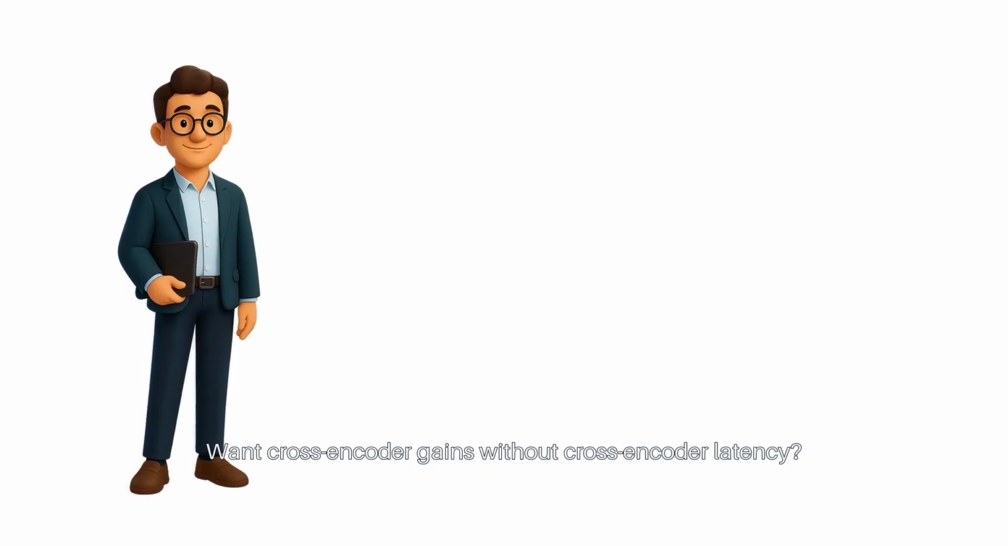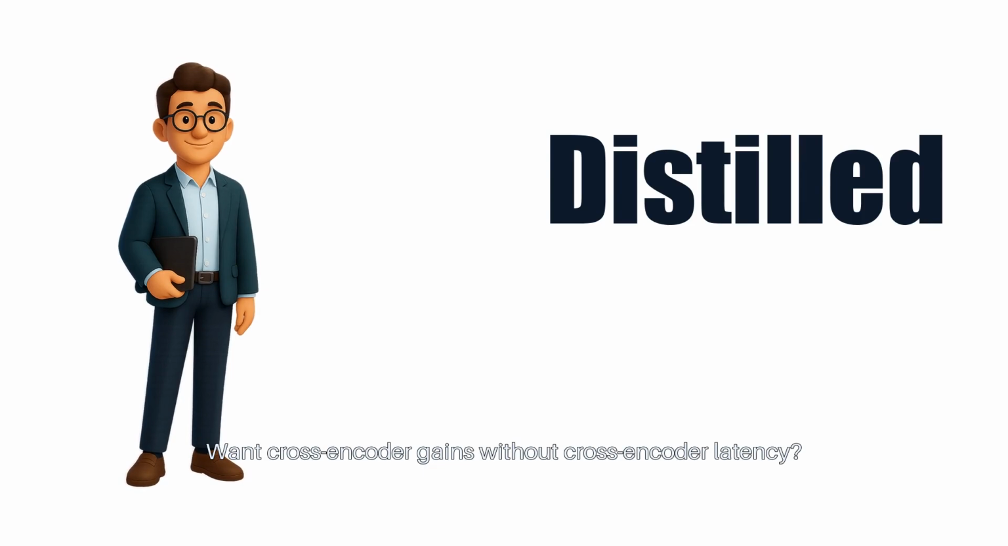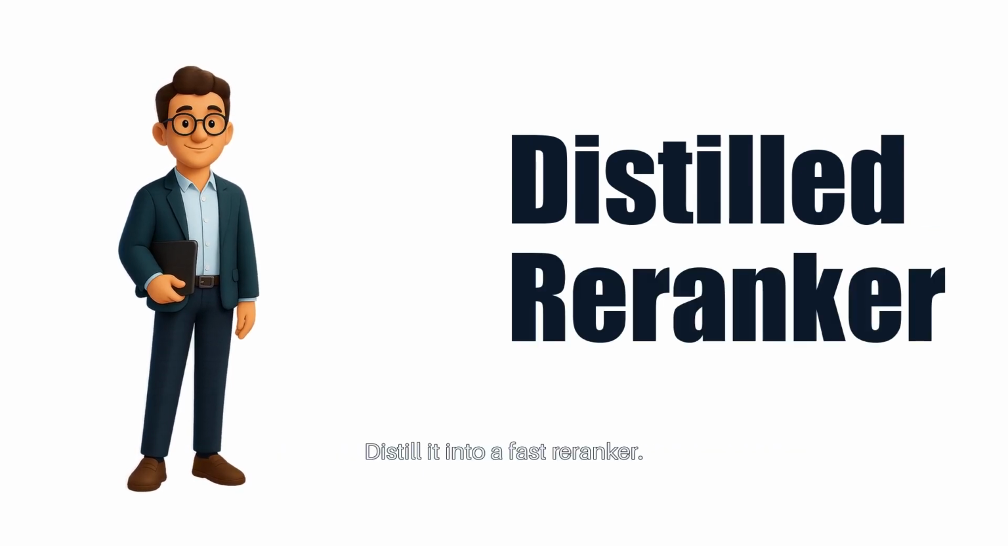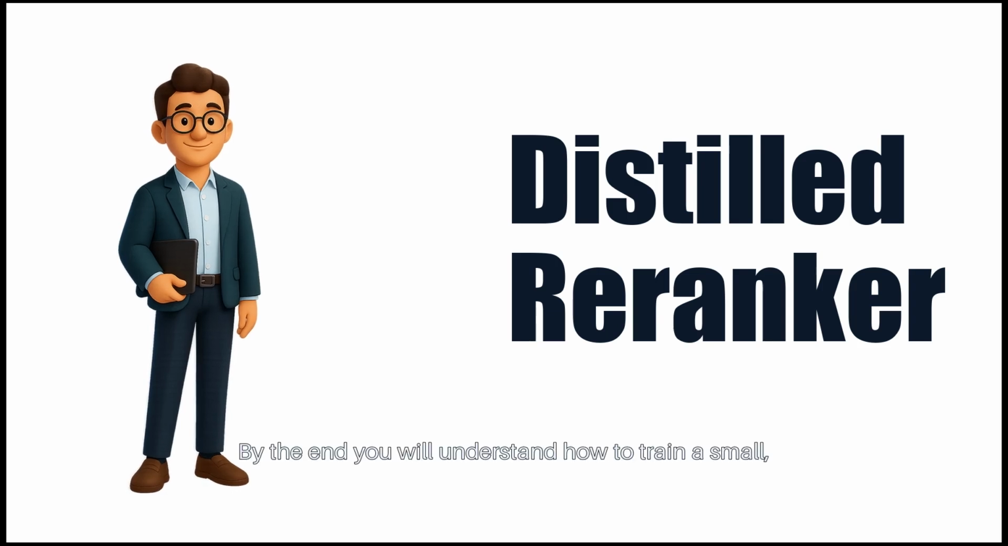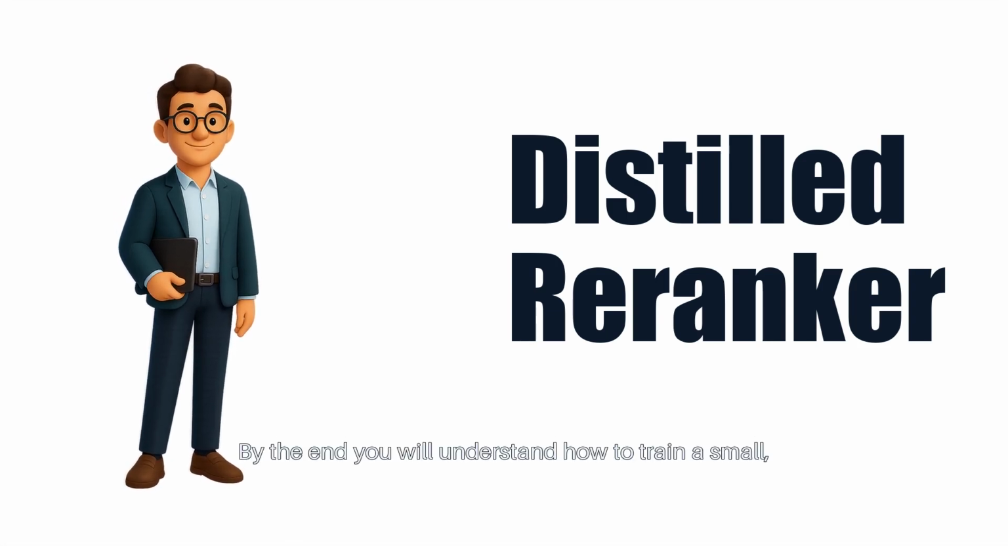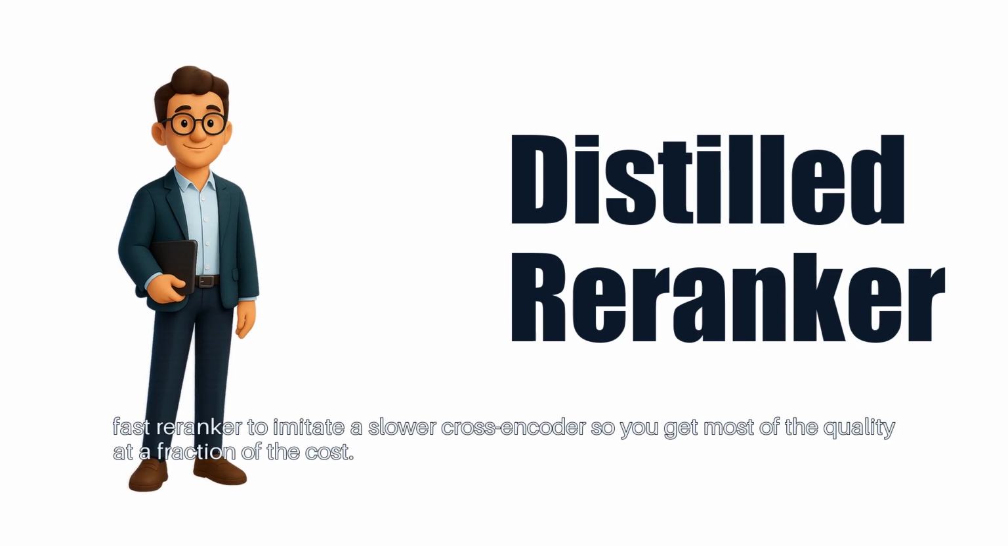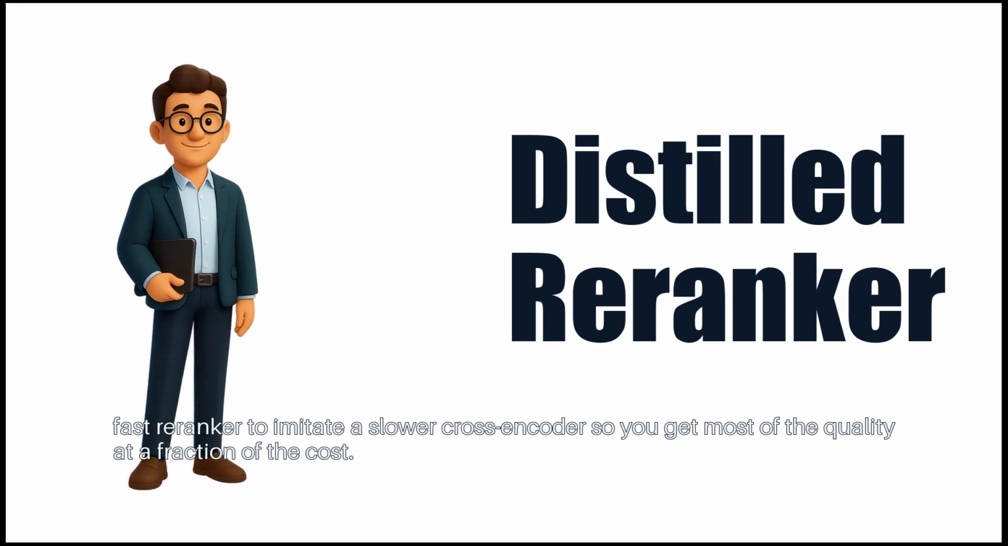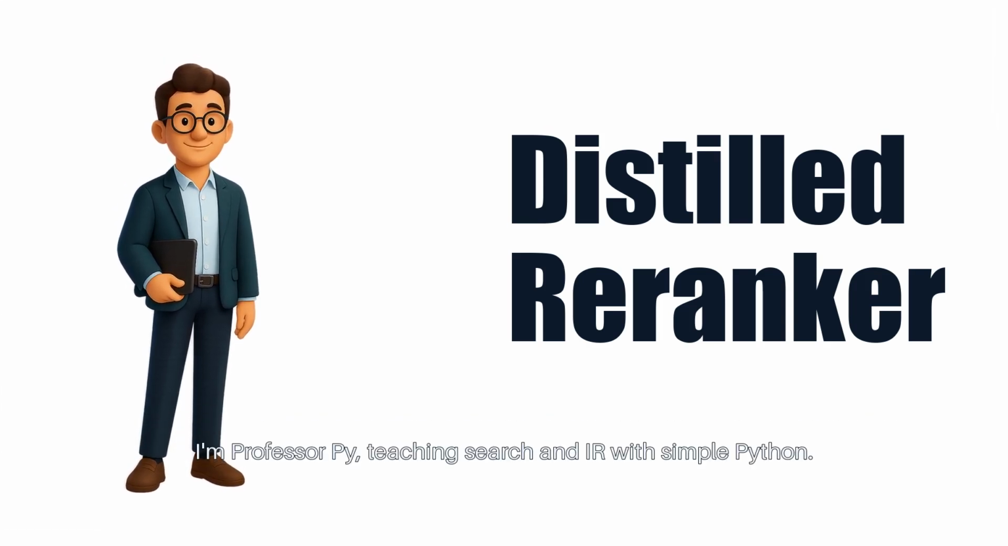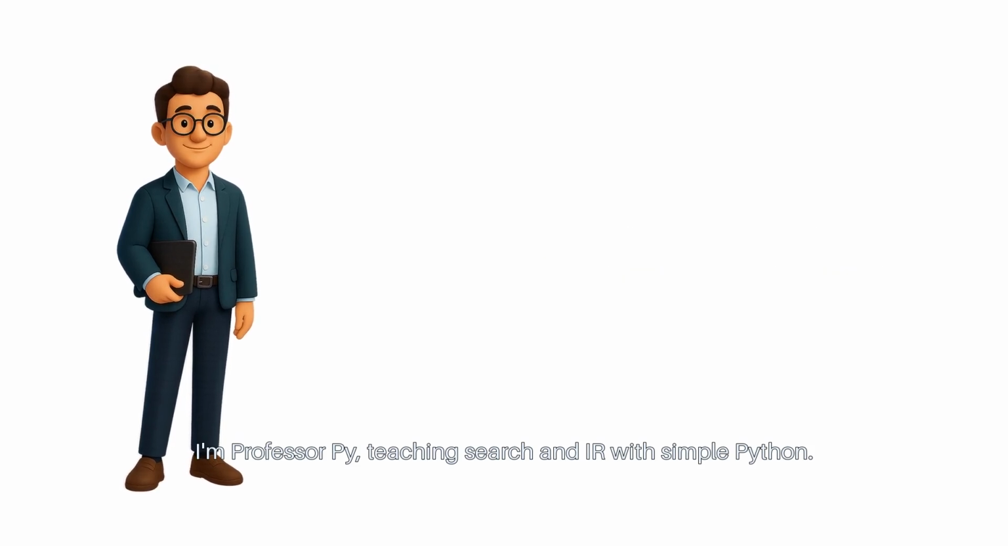Want cross-encoder gains without cross-encoder latency? Distill it into a fast reranker. By the end, you will understand how to train a small, fast reranker to imitate a slower cross-encoder, so you get most of the quality at a fraction of the cost. I'm Professor Pi, teaching search and IR with simple Python.